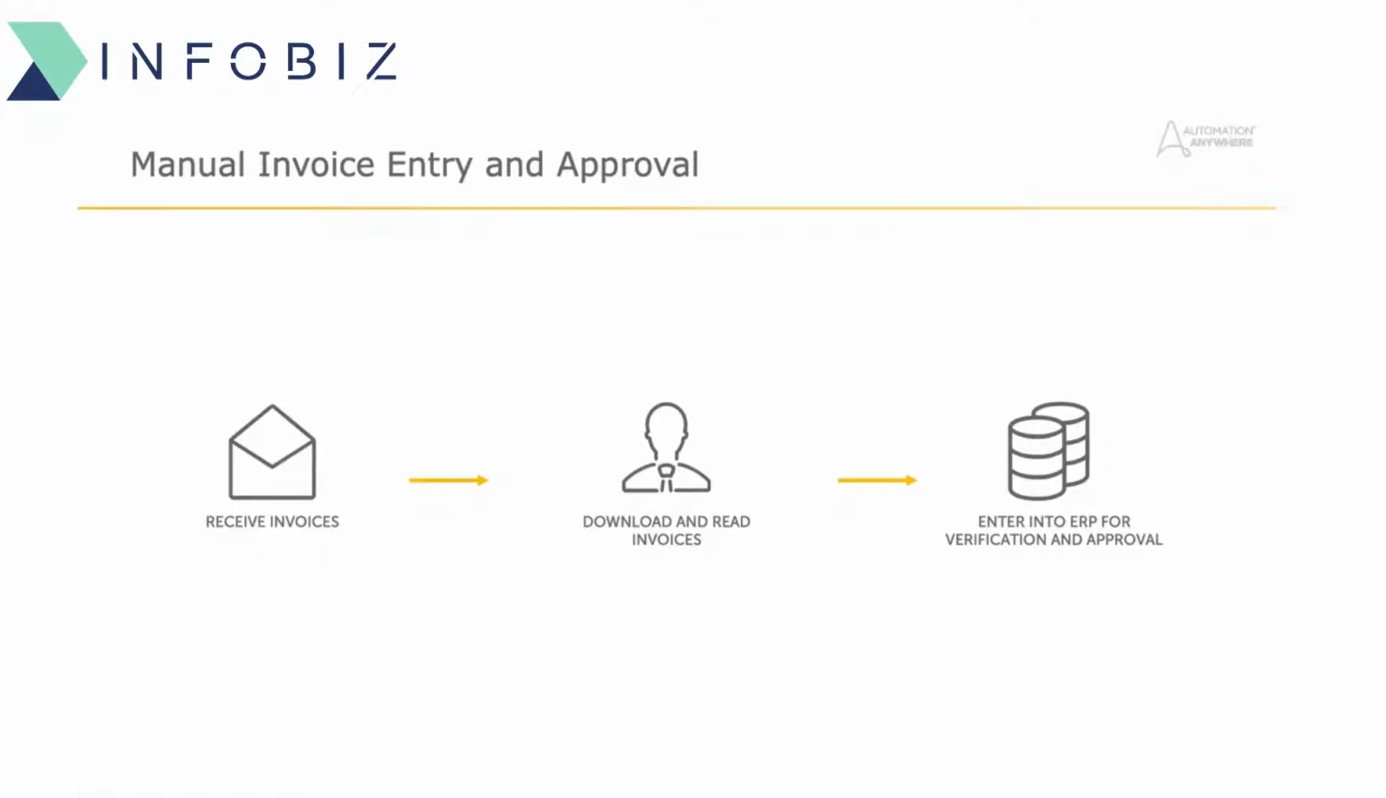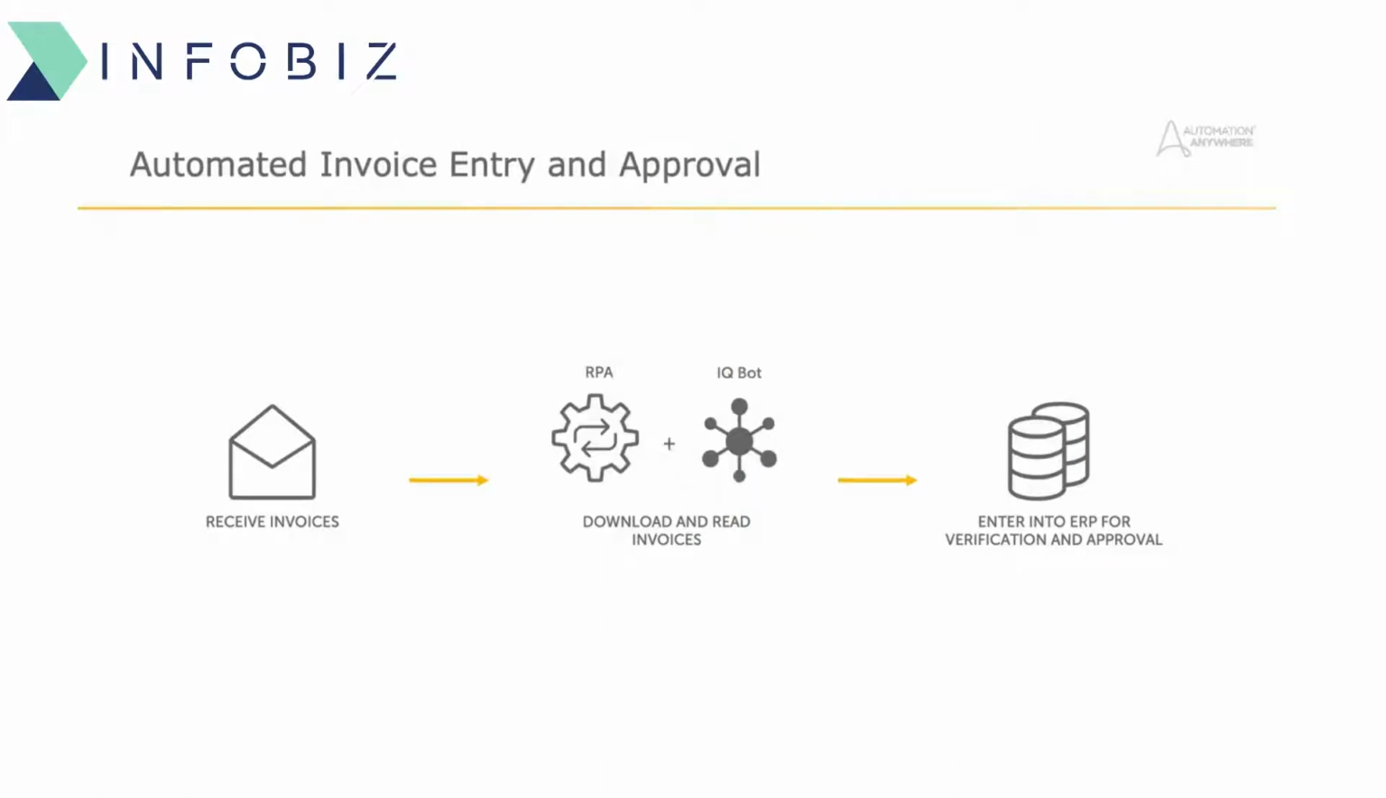The entry and approval of an invoice in an ERP system is a very common process that occurs in almost every enterprise. This process typically involves the receipt of an invoice from a vendor, the manual entry of the invoice into the enterprise's ERP system, and then a human approval for each invoice.